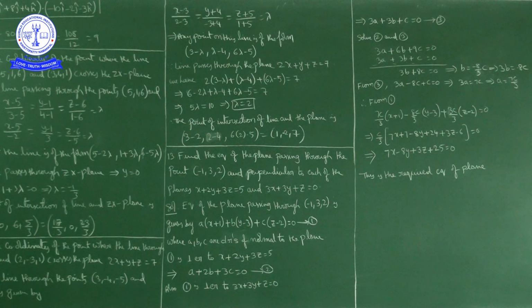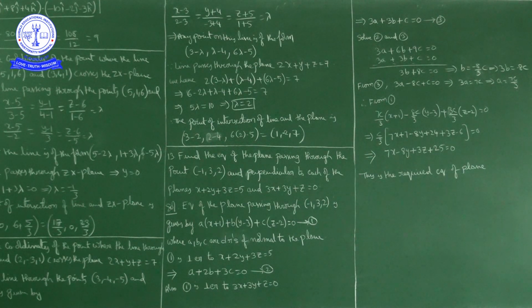Okay. Again applying a1a2 + b1b2 + c1c2 = 0, what do we have? a into 3 is 3a, b into 3 is 3b, plus c into 1 is c, equal to 0. So 3a + 3b + c = 0.